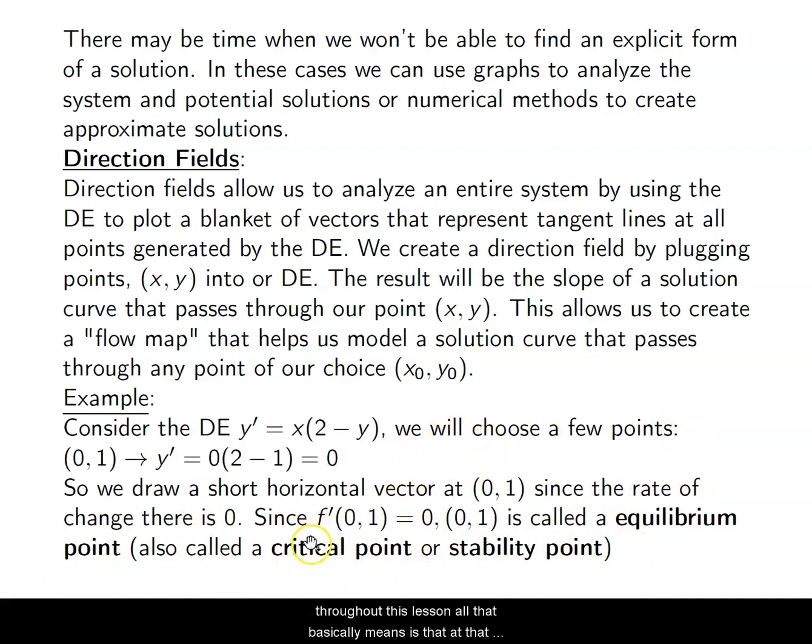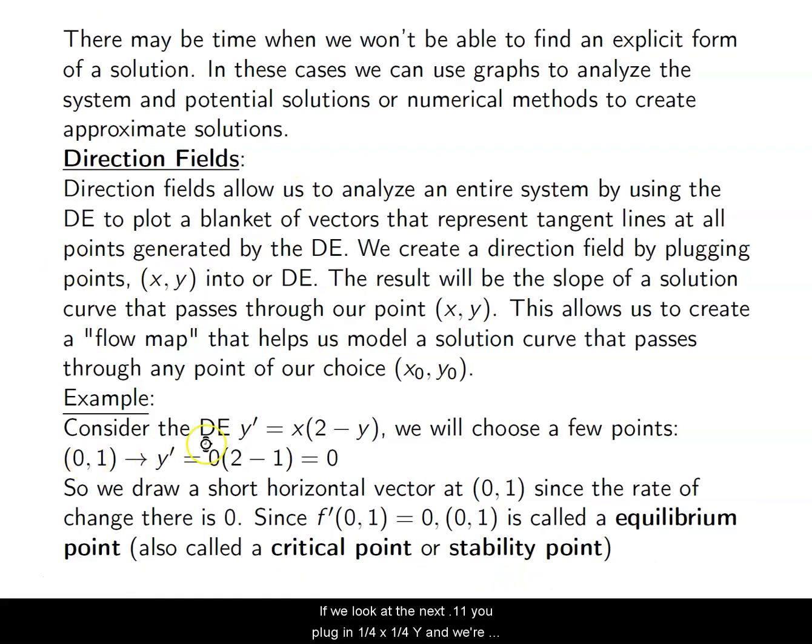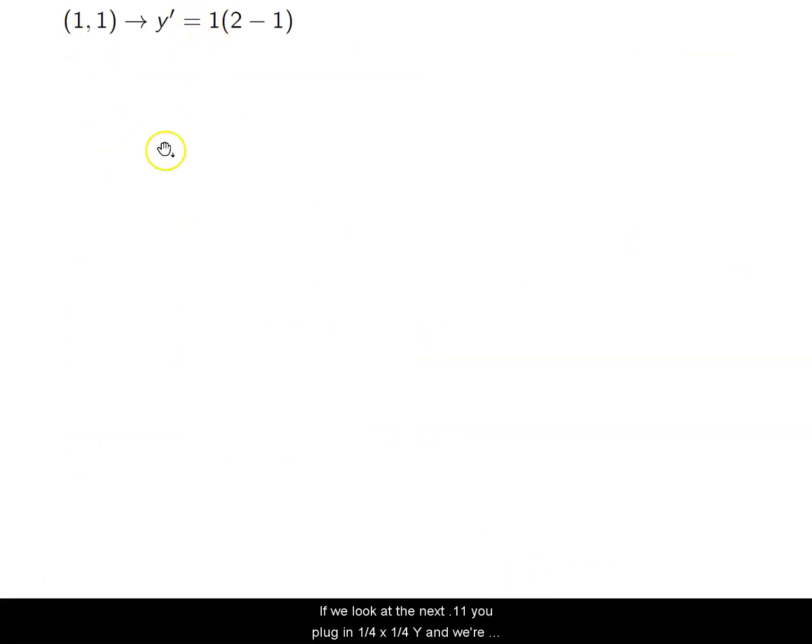All that basically means is that at that point you have a rate of change of 0. Just like when you're doing optimization problems, when we look for the critical points, the other names are equilibrium and stability points. If we look at the next point, (1, 1), we plug in 1 for x, 1 for y, and we get out 1. So we would draw a slope with a 45-degree angle, because that's what it means to have a rate of change of 1. It means you go up 1 over 1. When I plug in (1, 2), it'll be different: for y prime, we get 1 times (2 minus 2), which gives me 0 as well. So that is also another equilibrium point.